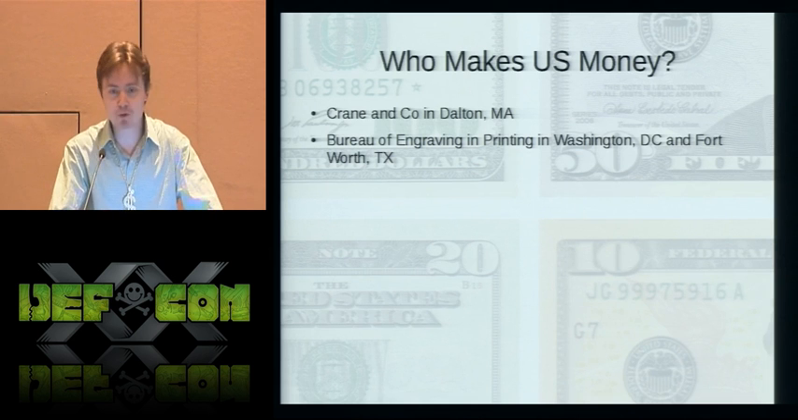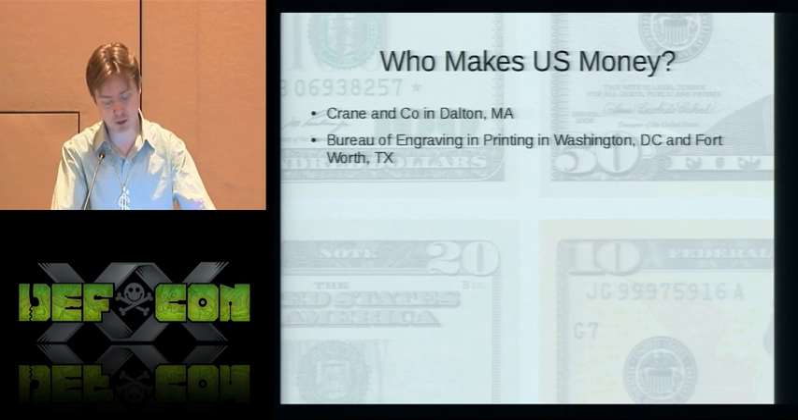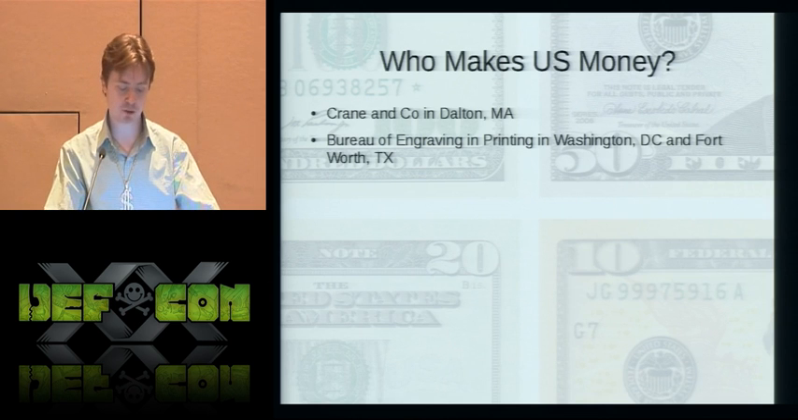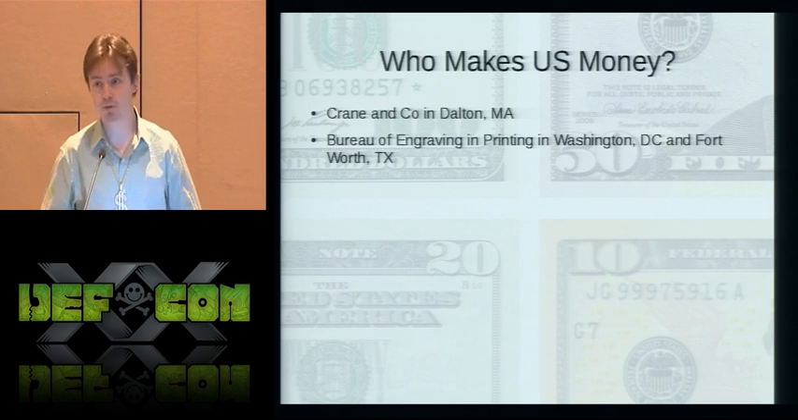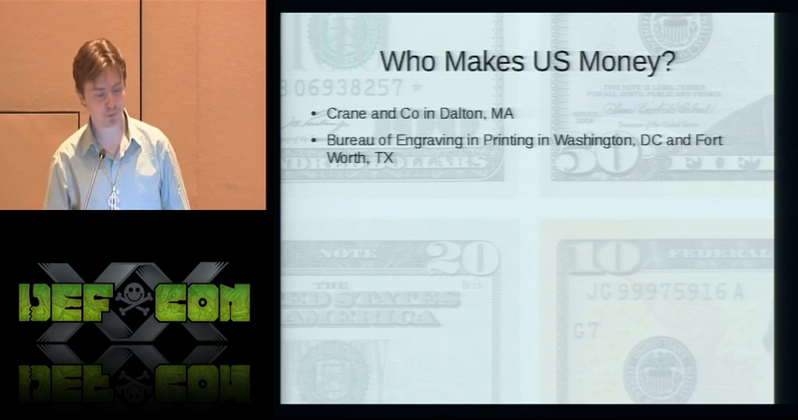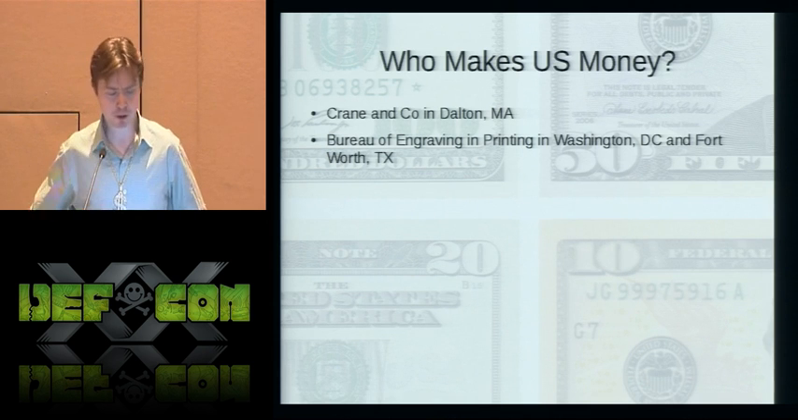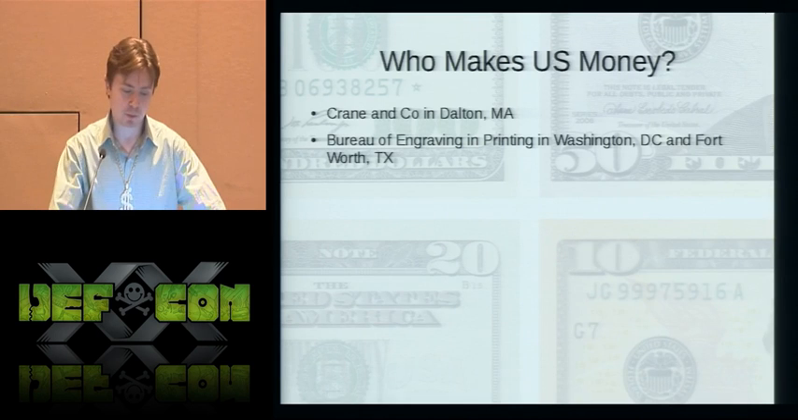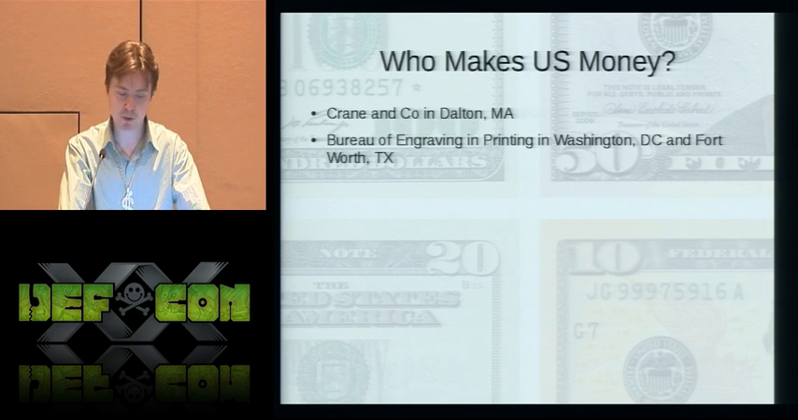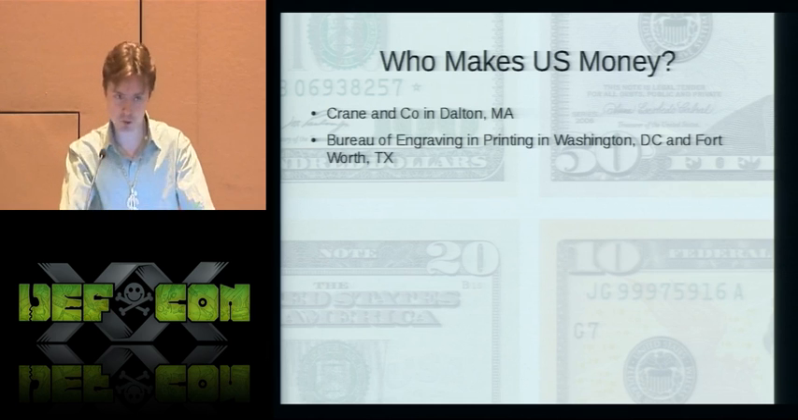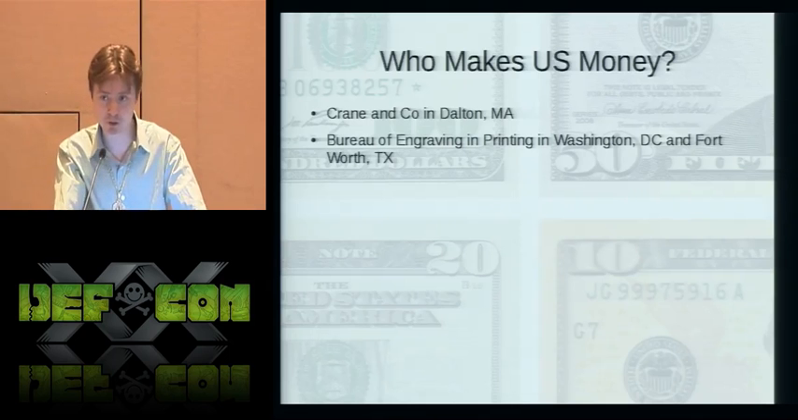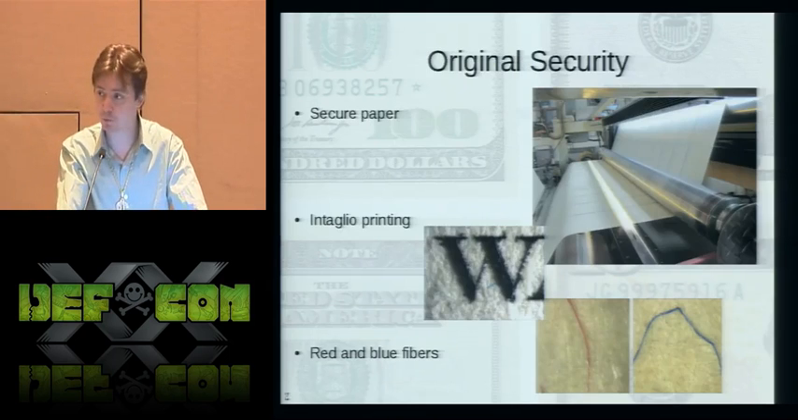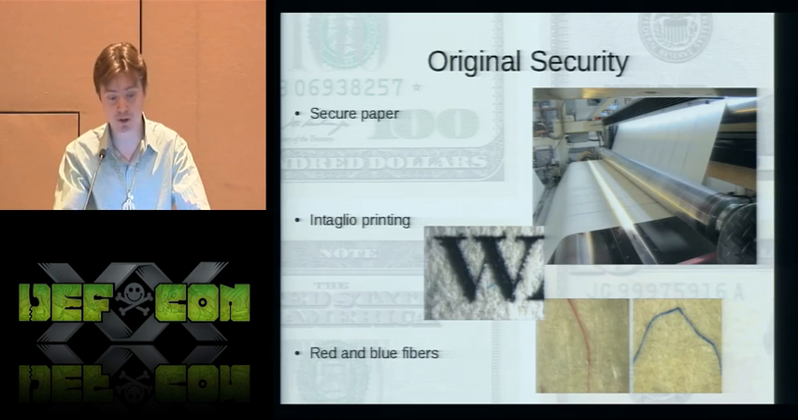So the US government agency in charge of designing the US dollars and also printing them is the Bureau of Engraving and Printing, which is part of the US Treasury. I'm sorry, Department of the Treasury. They operate two printing plants, one in Washington, D.C. and one in Fort Worth, Texas. The paper that's used for printing bills is made by a small family-owned company in Dalton, Massachusetts, known as Crane & Company. They are the sole supplier for secure paper for the U.S. government, and they also provide paper for passports and print currency for several small countries.